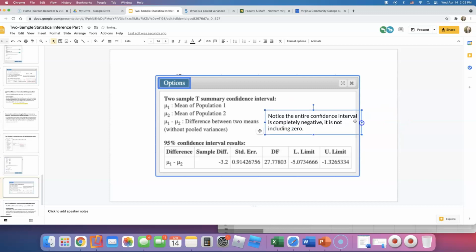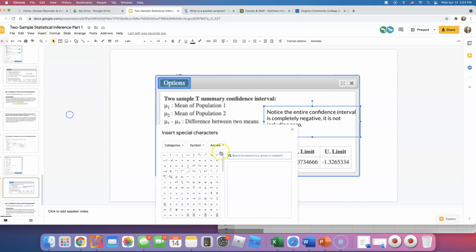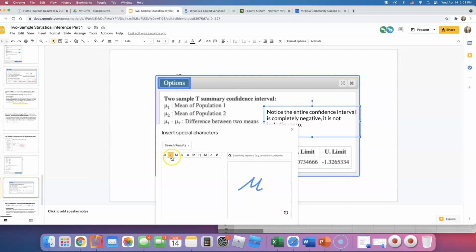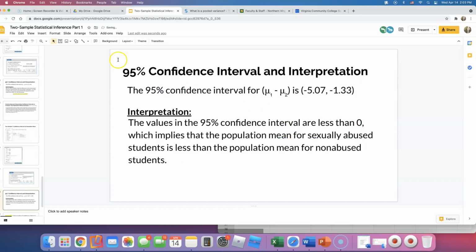The fact that it is not including 0 just tells us the population averages are different. They're different groups, okay? The second important thing is it came out completely negative. Because it came out completely negative, what we can say is that mu sub 1 is less than mu sub 2.